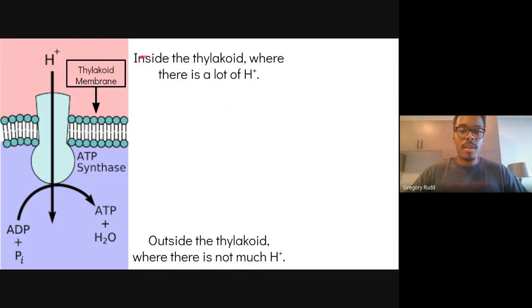We just determined that there's now going to be a lot of hydrogen inside the thylakoid because it pumped all of that hydrogen in. It used the energy from the electron to pump hydrogen in. So now there's a lot of it on the inside. But just like Lexi just said, the hydrogen doesn't like that. It doesn't like to be packed up next to a whole bunch of hydrogen when there's a lot of space on the outside of the thylakoid where there's not a lot of hydrogen. They want to be evenly spaced.